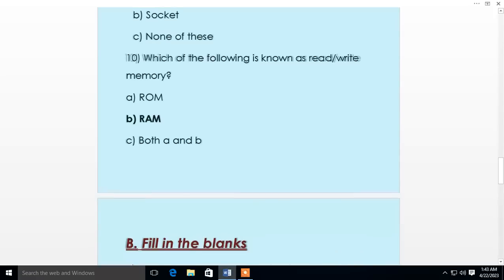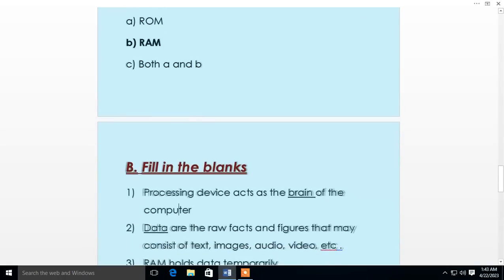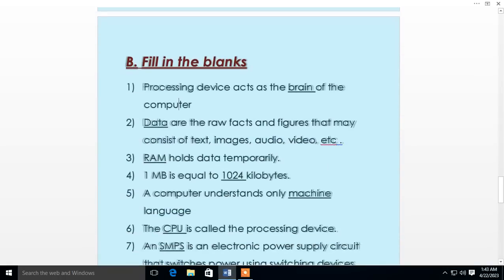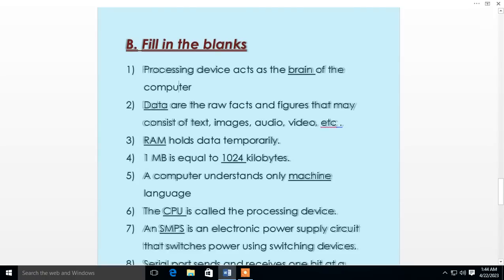Now a different pattern of the question, that is the fill in the blanks. So you will encounter the MCQ as well as the fill in the blanks. For that reason, the pattern of questions also I am discussing, and how we should particularly answer the question. Processing device acts as the dash of the computer. You know that the processing device is the CPU, which is called the brain of the computer. So indirectly it is given the processing device. The processing device is a CPU, you know. So the correct answer will be the brain.